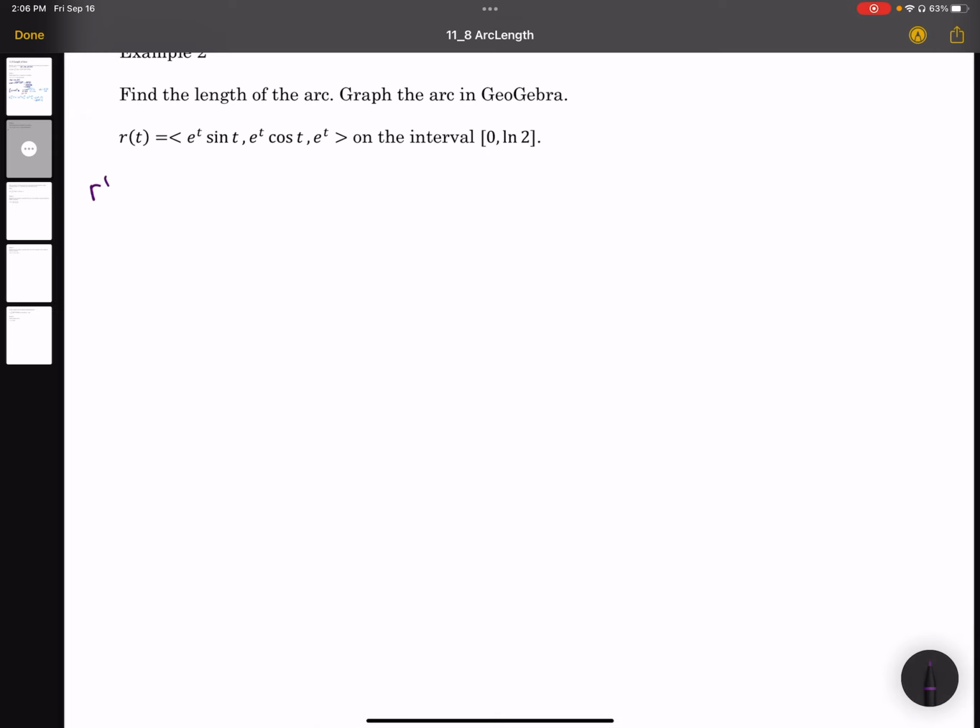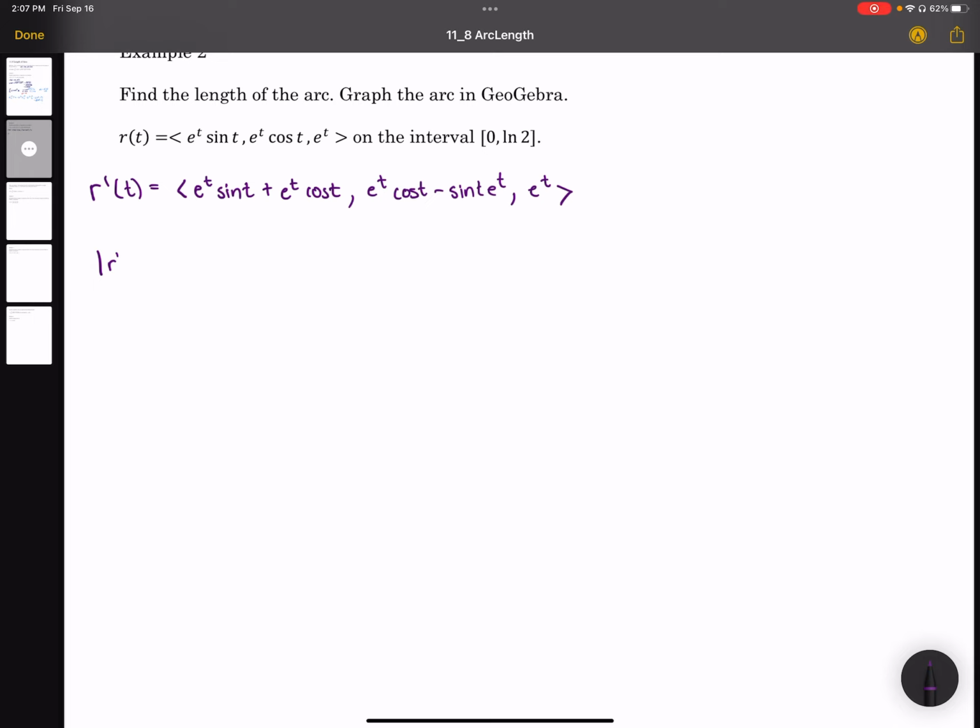So our first derivative is, all right, so product rule for the first component, that's going to be e to the t, because the derivative of e to the t is e to the t times sine t, plus the derivative of sine t is cosine t, so e to the t cosine t, comma, and then the derivative of e to the t is e to the t, so times cosine t, plus the derivative of cosine t is negative sine, so we're going to actually make this a minus. So minus sine t e to the t, which is the same as e to the t sine t. And the derivative of e to the t for the third component is e to the t. Cool.